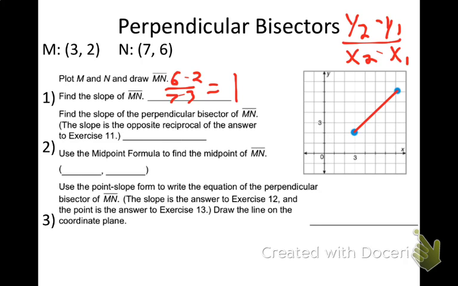Now, part number 2 says find the slope of the perpendicular bisector. So a perpendicular slope means it is a negative reciprocal. So my perpendicular slope is going to be what, Peyton? Negative 1. Nice job. Next, I need to use the midpoint formula to find the midpoint of MN. So remember, midpoint is nothing more than like finding the average, finding the middle. So you add them, divide by 2. Add them, divide by 2. So the midpoint of 3, 2, and 7, 6 would be the coordinate, Gabe? 5, 4. Nice job.